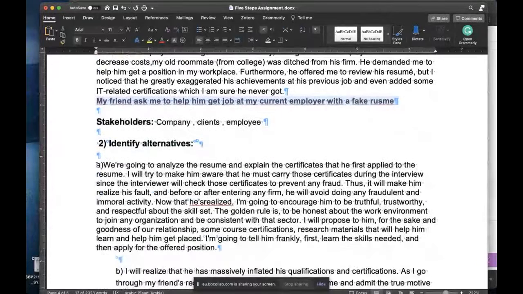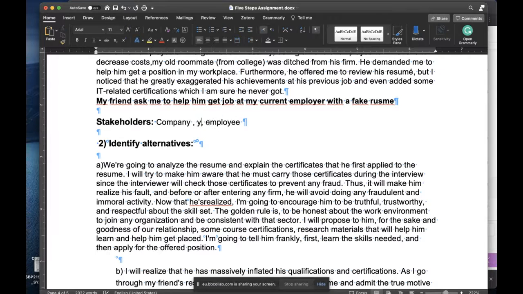Okay, for stakeholders, right? The company, yeah. Why is the company a stakeholder? Because the employee, which is my friend, won't benefit the company with anything because he has no experience. No. Why is the company a stakeholder here? Anybody in the class? Because he's going to hire him or not, so that's why. Oh, you mean that? Okay, the company will have the choice to hire or not.